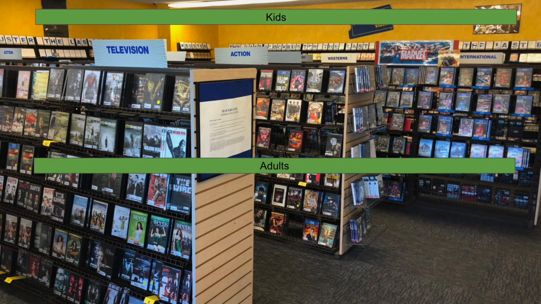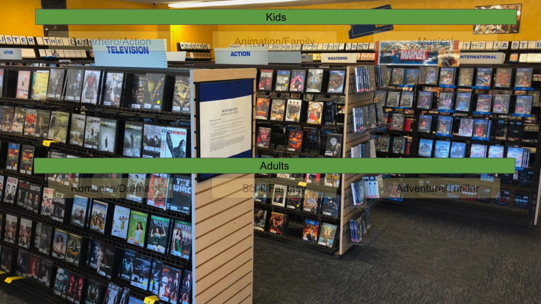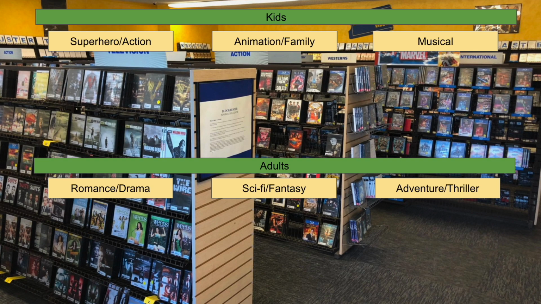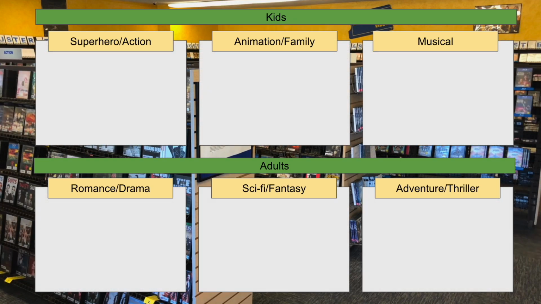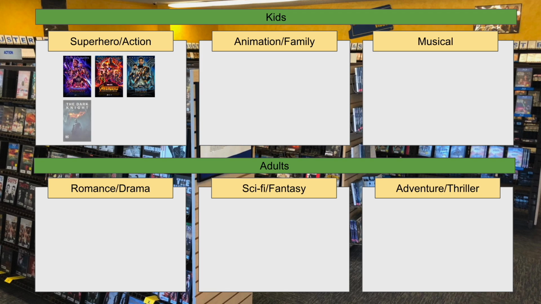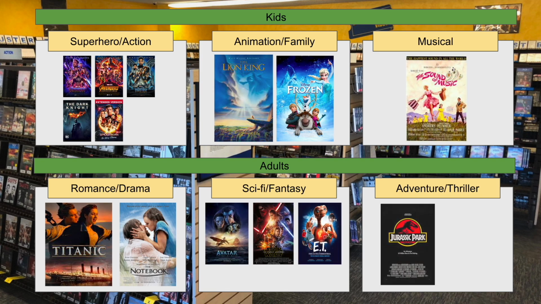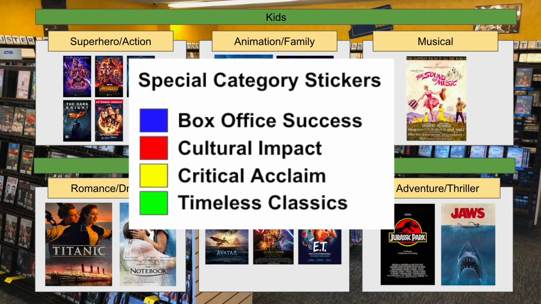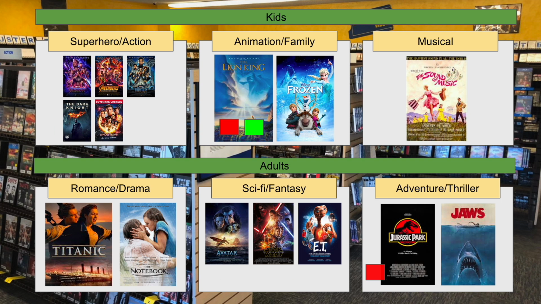The store is organized into 2 floors, kids and adults. Each floor has 3 shelves organized by movie genre. Let's put the movies on the shelf in the same way that I gave it to ChatGPT. The movies we gave ChatGPT also had some categories. Let's imagine those as stickers put directly on the movies. So here is the finished example of how the store currently organizes knowledge.